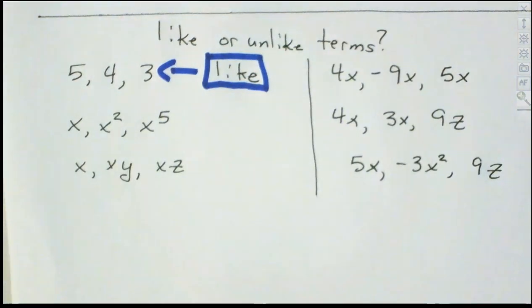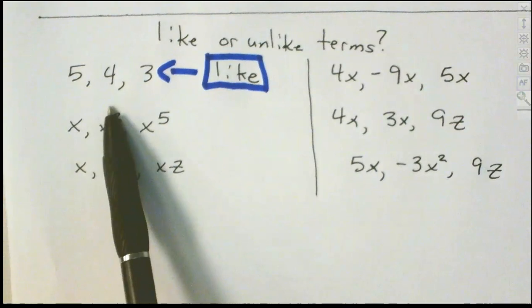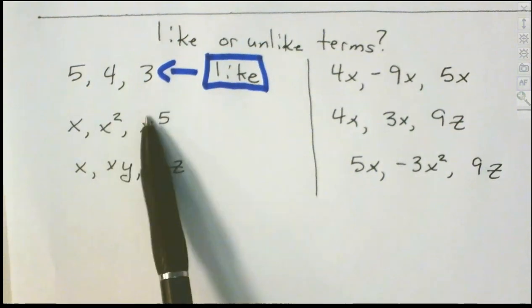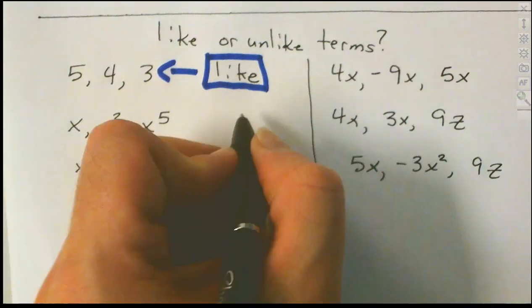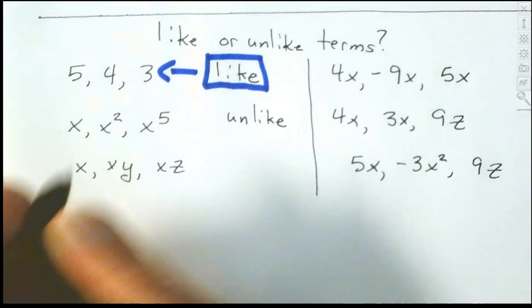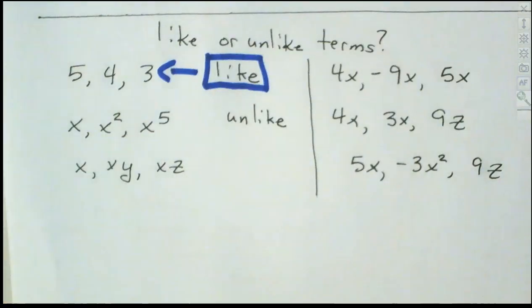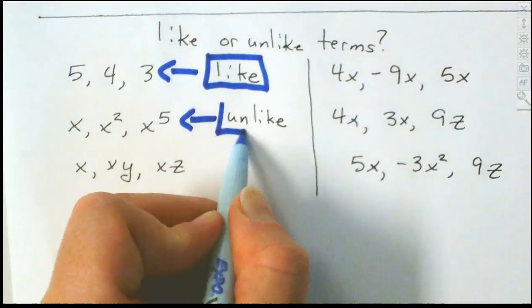Now, what about the next one? These are all the variable x, but notice the powers are different. They have to have the same powers. So these are different. They would be unlike. And why are they unlike terms? Well, they're unlike terms because the powers are different. So those are unlike.